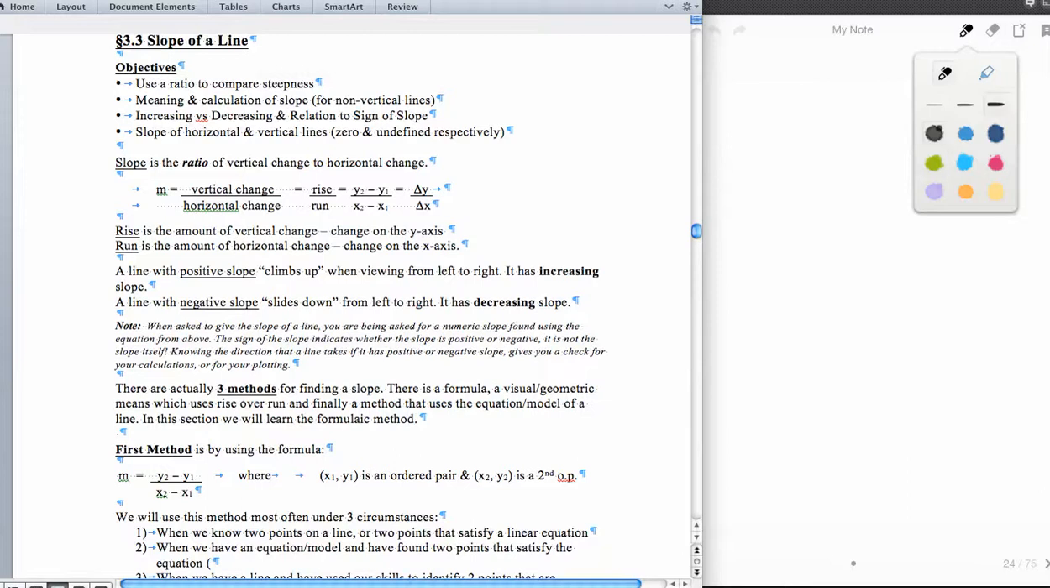Now this change that we're talking about is the change from one point on a line to the next point on a line. So from one ordered pair to another ordered pair, from one point that satisfies the line to another point that satisfies the line. Another way we can term this change, the vertical change is the rise, like you would rise up and down in an elevator, and the horizontal change is the run, like you'd run on the ground, rise over run.